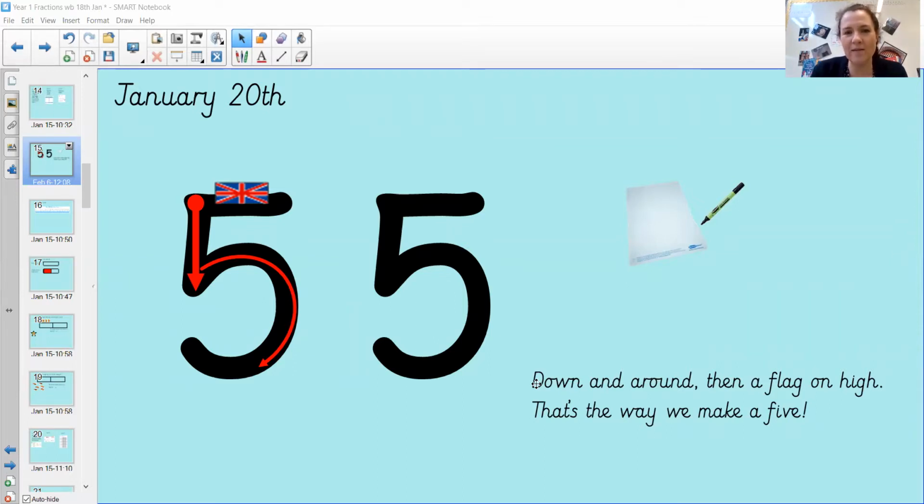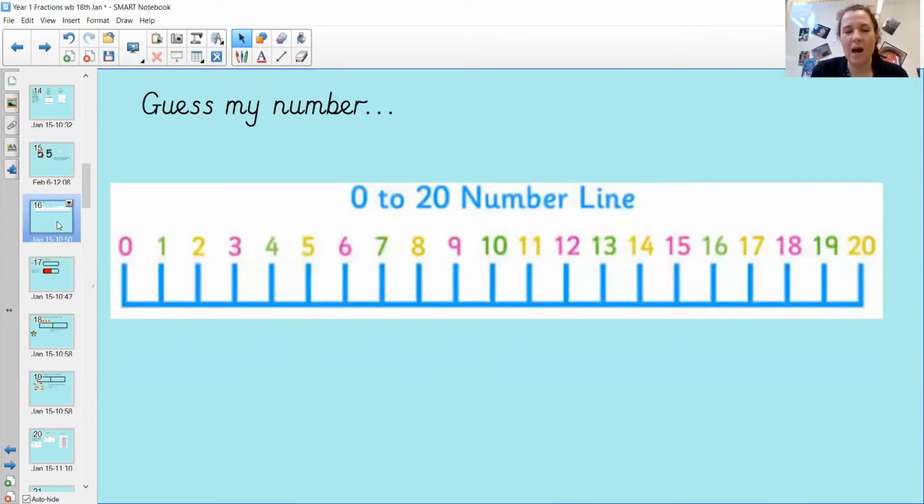Okay, so well done for having a go at number 5. Now, today's game is called Guess My Number. And it does exactly what it says in the title. I have got here some numbers on these cards, and I'm going to give you some clues, and you've got to try and guess what my number is. And you can write it down on a bit of paper, or just tell your grown up, that's fine. And then we'll see if you've guessed the right number. Okay, so I shall begin.